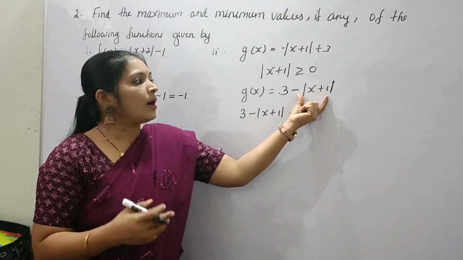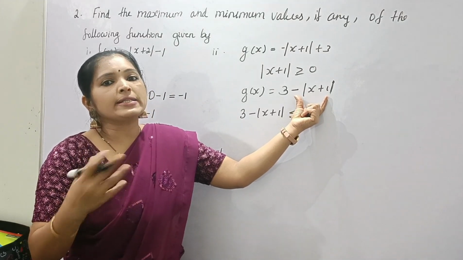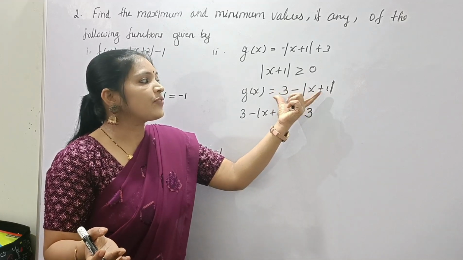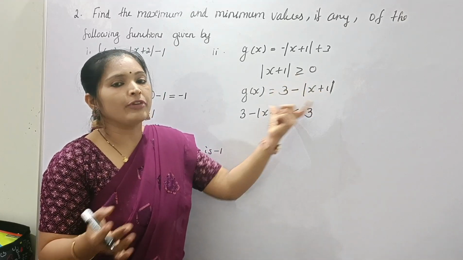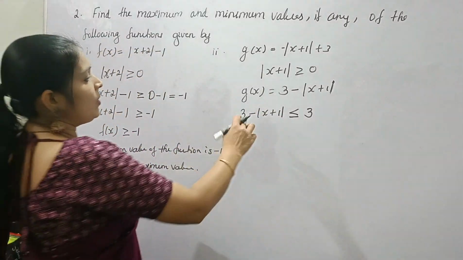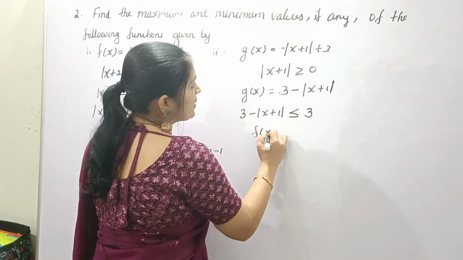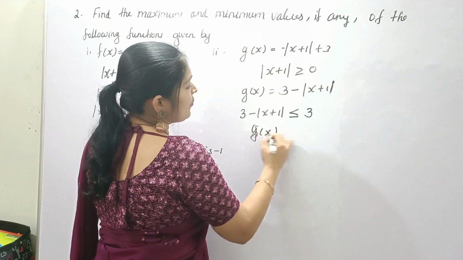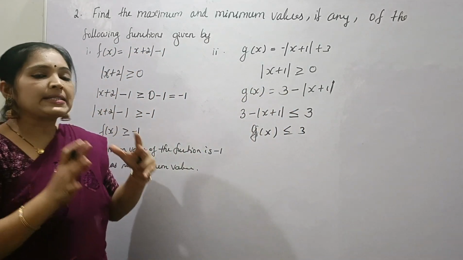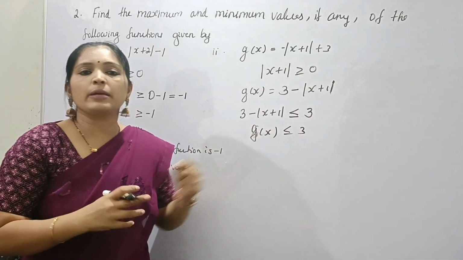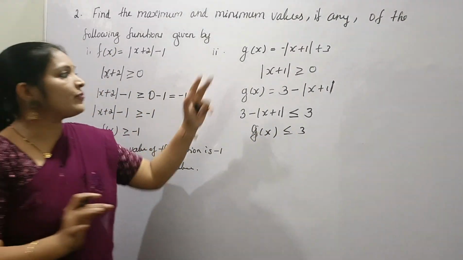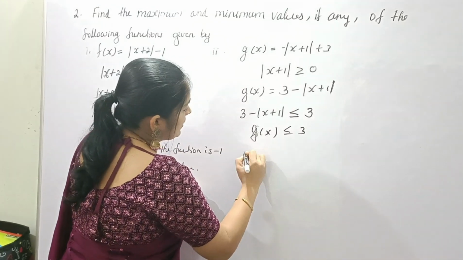Now take the small value, that is modulus x plus 1 is equal to 0. It will be 3. Therefore, this term will be less than or equal to 3. Here it is nothing but g of x, so g of x is less than or equal to 3. That means the maximum value of this function is 3. Therefore, the maximum value of the function g of x is 3.